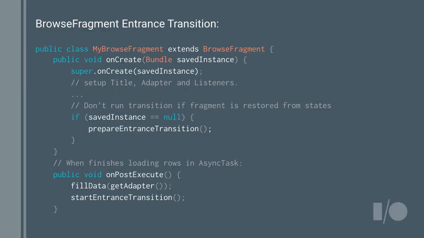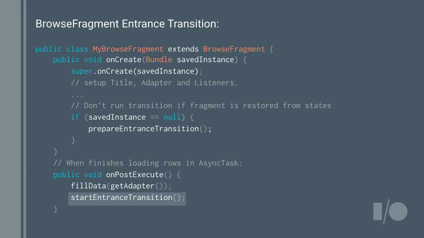So let's take a look at how your app can use entrance transition. This is a two-step process. First, your app calls prepare entrance transition in your fragment's onCreate. This tells browse fragment, don't show anything yet until I tell you to do so later. Internally, browse fragment will hide the content on the left and hide all the views inside the main area. The next step, once your app loads all your data, you call start entrance transition. This is a signal that tells browse fragment that all my data is ready. Now you can start the animation.